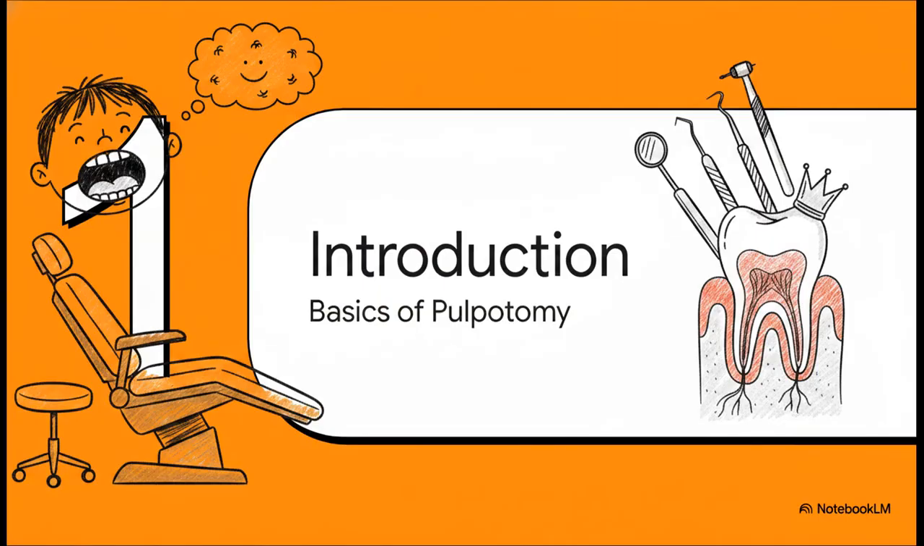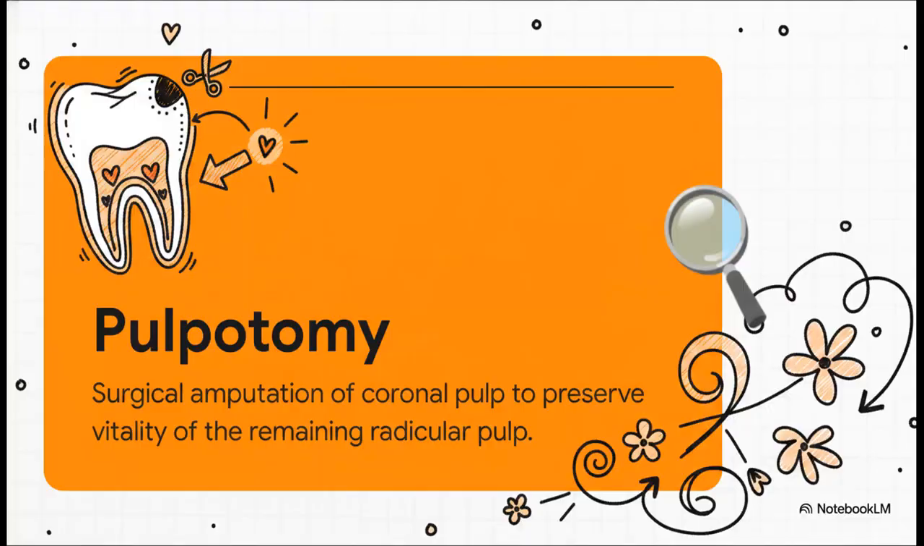All right, Section 1, Introduction to Pulpotomy. Let's establish the exact baseline of what we're actually trying to achieve when that pediatric patient sits down in your chair. So the crucial thing to remember here is that a pulpotomy is a vital pulp therapy. Unlike a pulpectomy, where you're taking out the entire pulp from the crown and the roots, your primary goal here is to carefully amputate only the diseased coronal tissue.